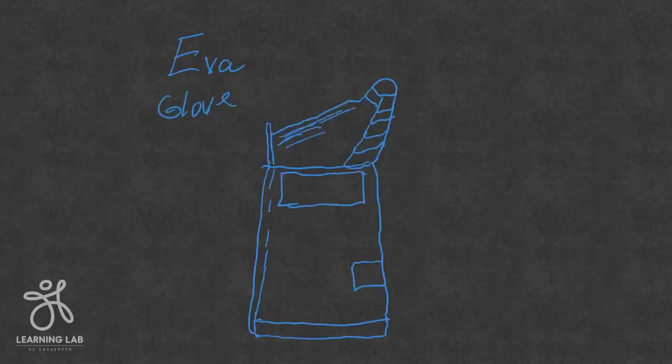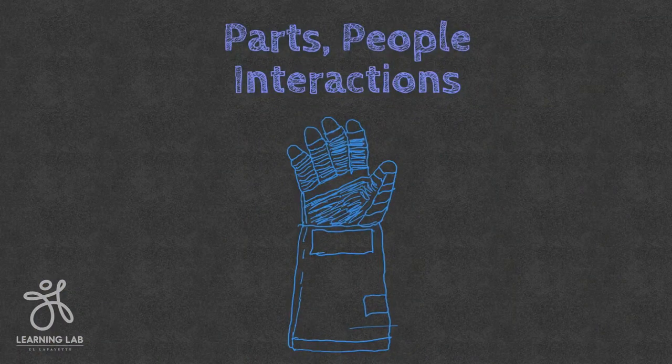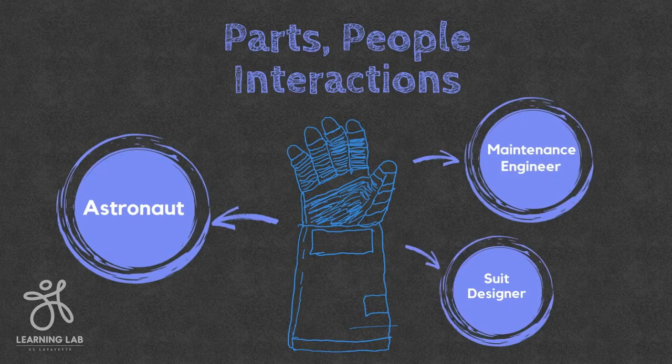I want to give you one more example. I have here a special guest from Youth Robotics team, Team Phoenix. How did you use parts, people, and interactions in your project? As we were redesigning the glove for spacewalks, we used the parts, people, and interactions thinking routine. The people included the astronaut, the maintenance engineer, and the suit designer. We knew they each had different things they cared about.